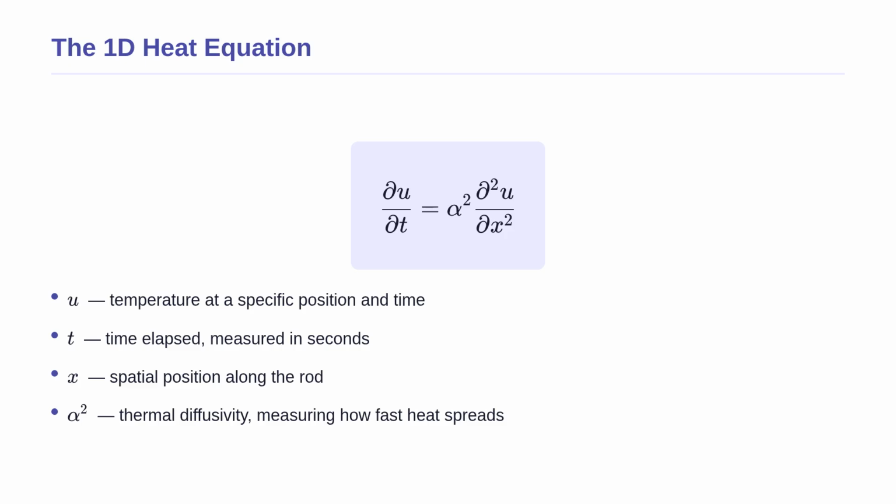The term alpha squared is the thermal diffusivity, a constant that measures how quickly a material reacts to temperature changes. If alpha squared increases, heat spreads much more rapidly through the material. The equation beautifully states that the rate at which temperature changes over time is directly proportional to the concavity of the temperature profile.